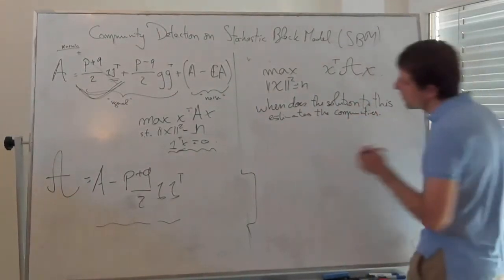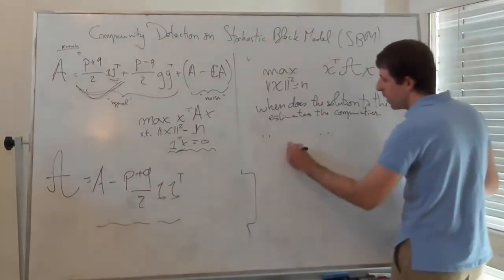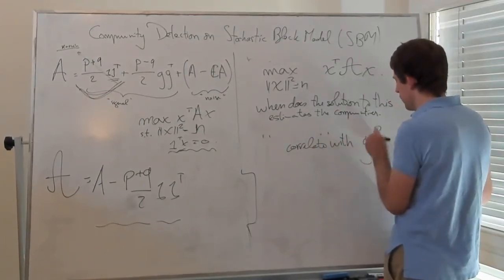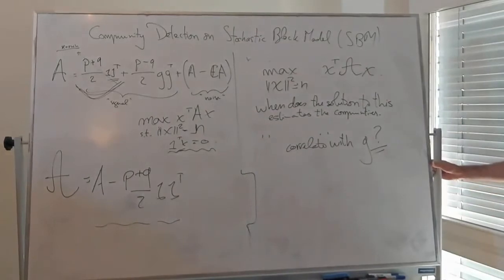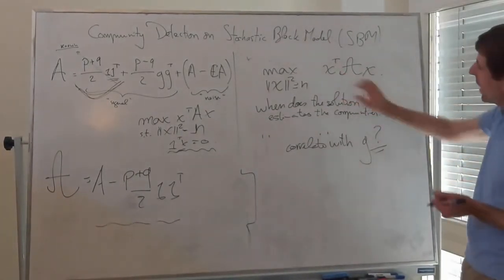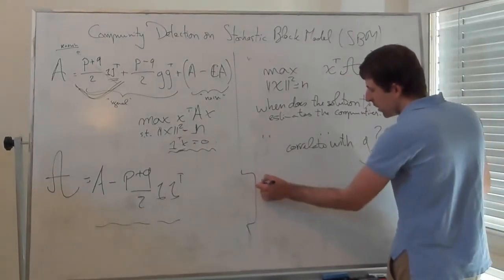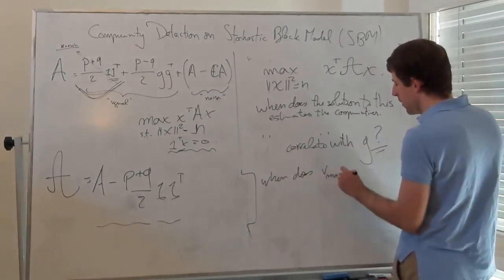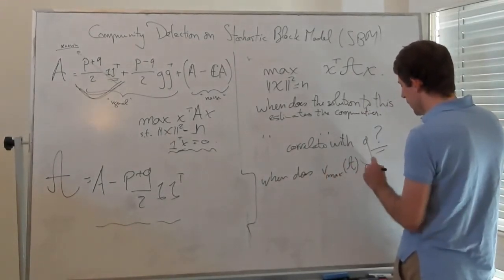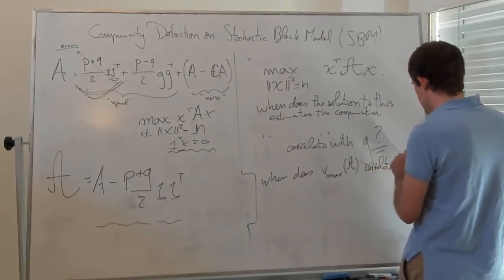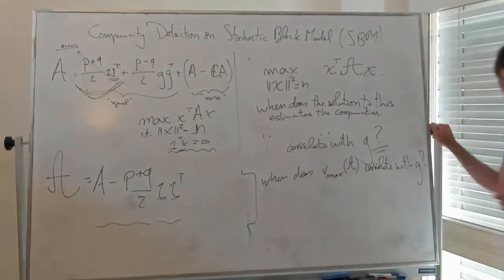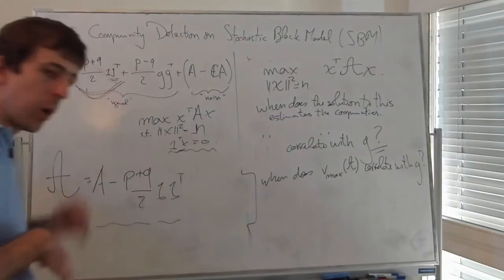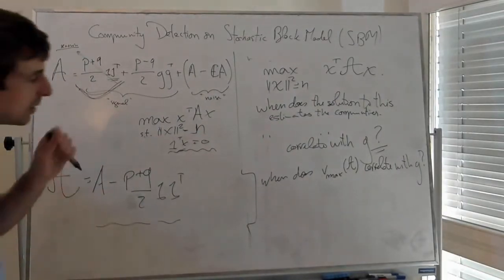Another way to say this is, when does the solution to this correlate with the true labels G? But if you think about it, this is just the leading eigenvector of calligraphic A. So really the question is, when does v max of this matrix correlate with G? Now, if calligraphic A was a Wigner matrix plus a rank-1 perturbation, we would know how to answer this question. In this case, we don't.